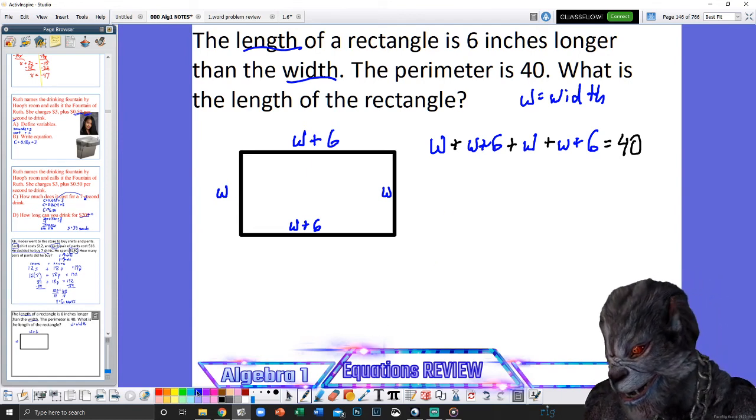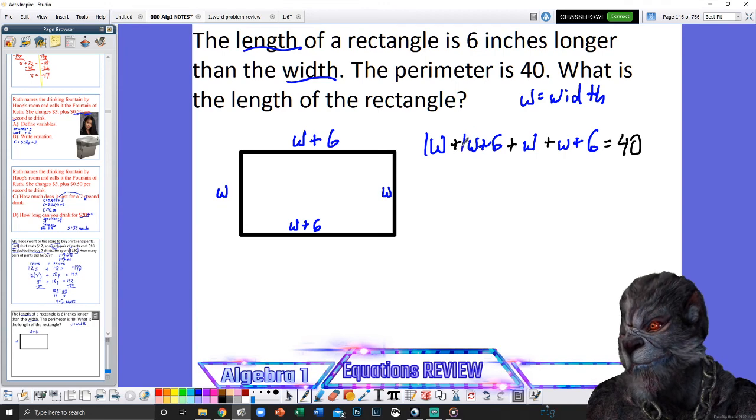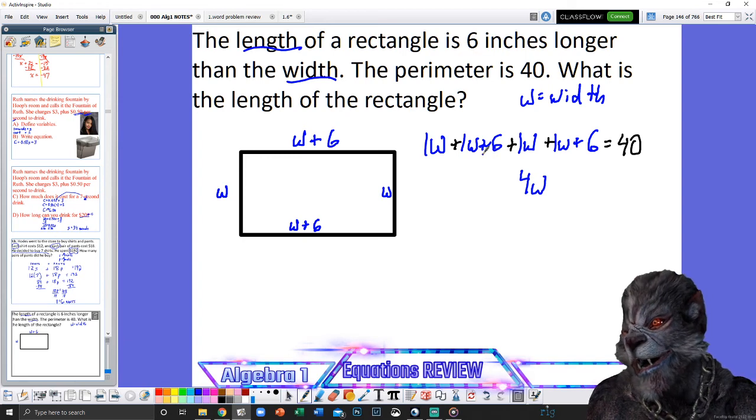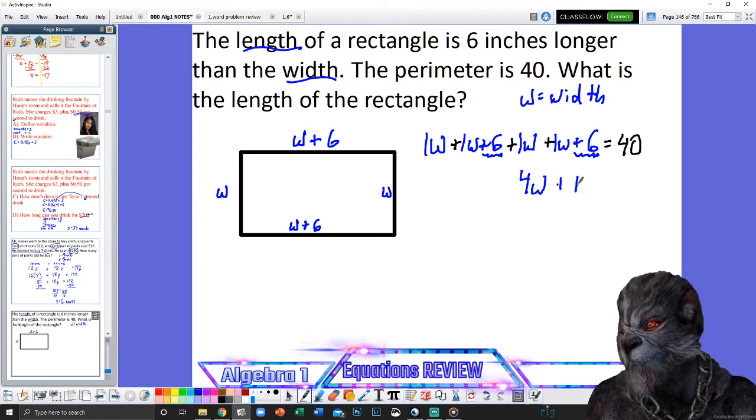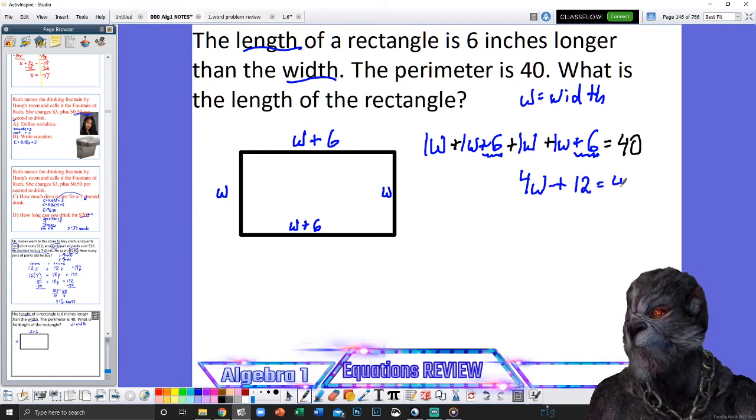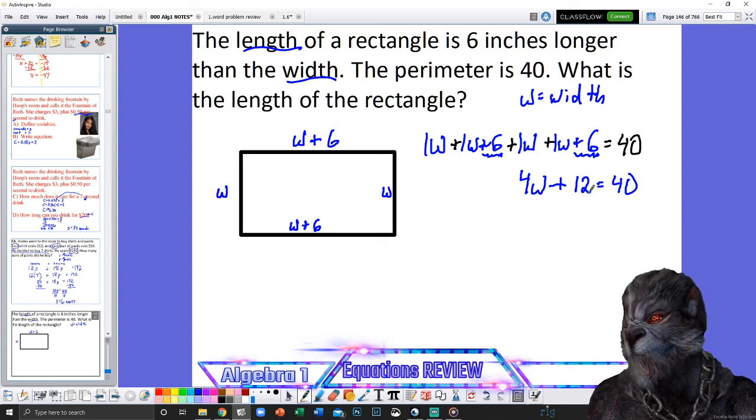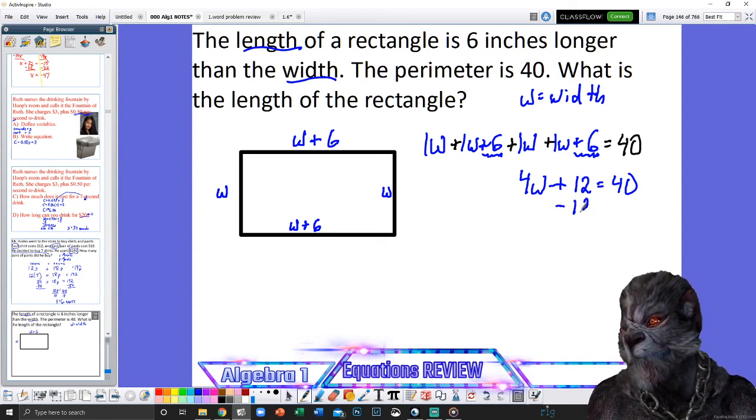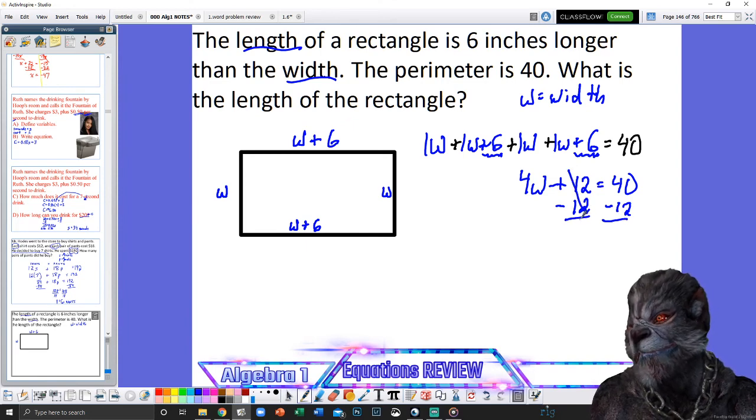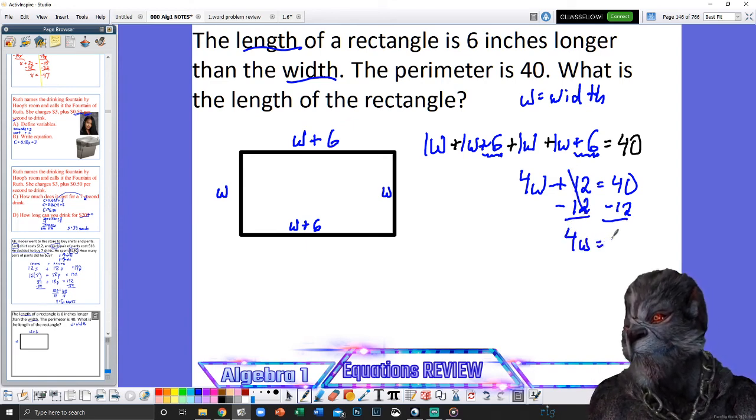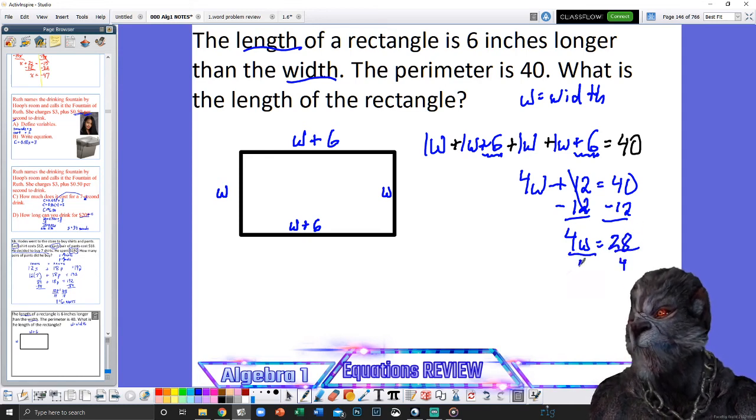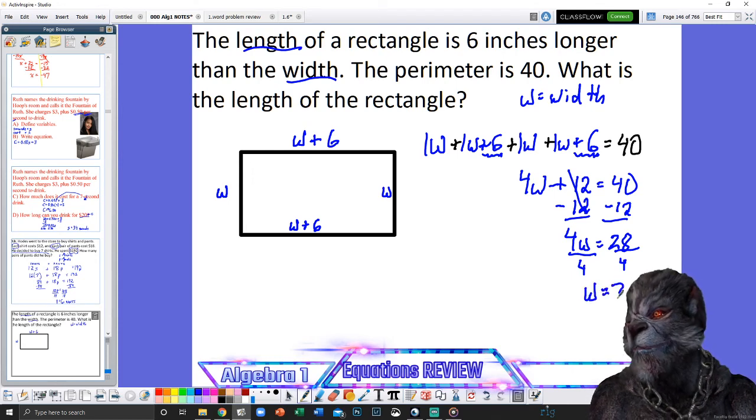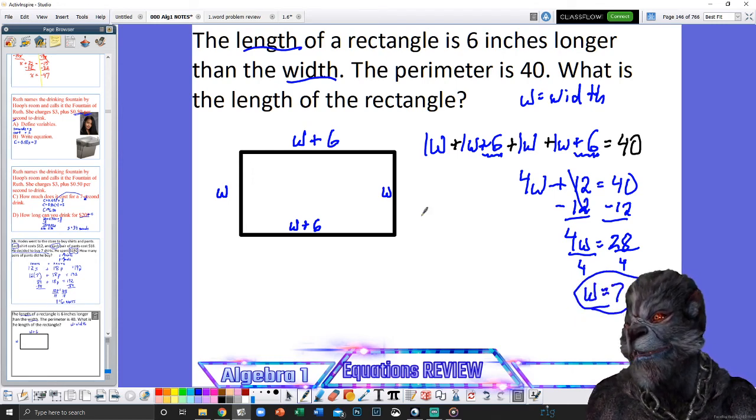Now this should be the easy part. We count all of our W's. There's 1, 2, 3, 4 W's. And then we have a plus 6 and a plus 6. So 6 plus 6 is 12. And finally, we just solve for W. So we're going to subtract 12 from both sides. Those cancel. I have 4W equals 28. Divide both sides by 4. This gives me W equals 7. So the width is 7.